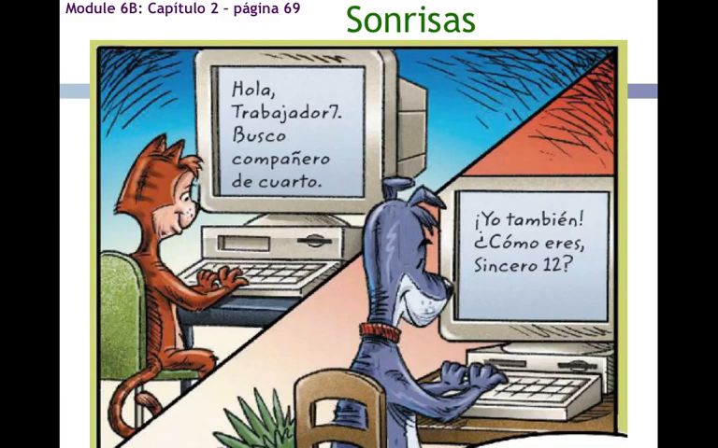Hola, trabajador 7, says the gato. Busco compañero de cuarto. El perro dice, yo también. ¿Cómo eres? Sincero 12. So el gato, the cat, is looking for a roommate, and the dog says, I'm looking for a roommate too. ¿Cómo eres?